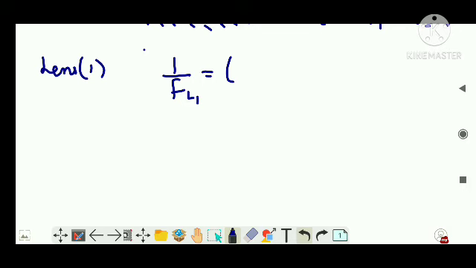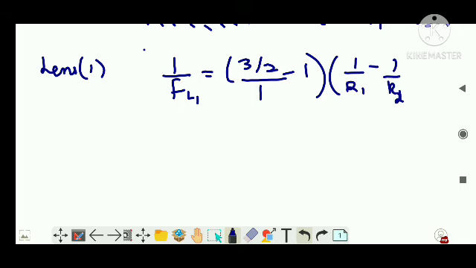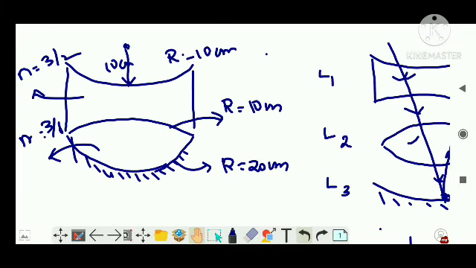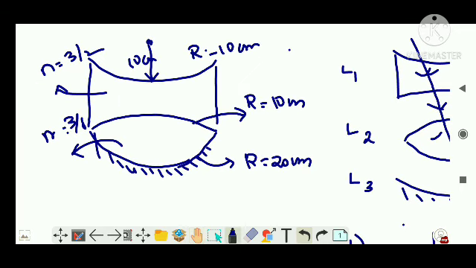From air to our medium. So it is N2 by N1 becomes 3 by 2 by 1 minus 1 by R1, right? 1 by R1, let's write as 1 by R2 itself, because I have to explain the thing in the diagram. See, this is the surface, right? And the light ray is coming, right? So then it passes through the lens, right? So I'm going to mark this. This in this case is R1 and this in this case is R2.